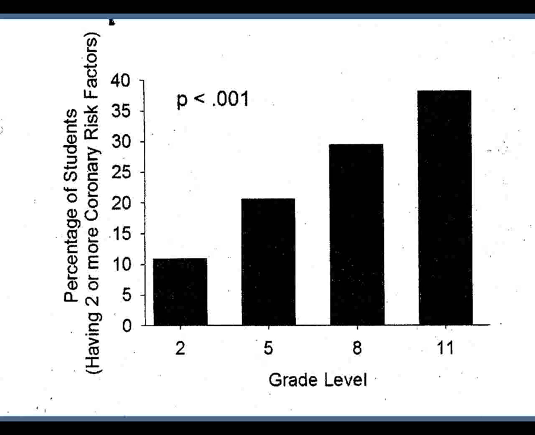I really like this diagram because this shows that there are definitely some environmental factors that play a part here, and also that prevention needs to begin early. You can see in the second graders, only about 10% of them had 2 or more coronary risk factors. But by the time they were in 11th grade, nearly 40%, so about 4 times as many children, had 2 or more of those coronary risk factors that were discussed earlier.